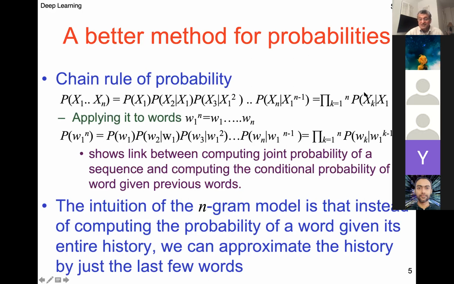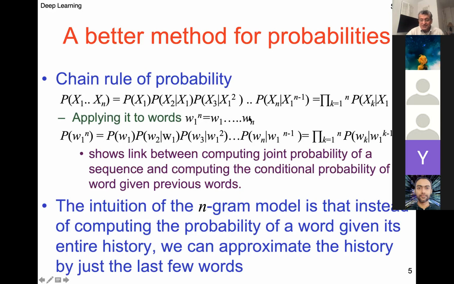So where does this come from? It's called the chain rule of probability. You can exactly show, using Bayes' rule, that this sequence can be written like this. Now, supposing instead of x's, we had words. We had w1 through n, meaning w1 through wn.